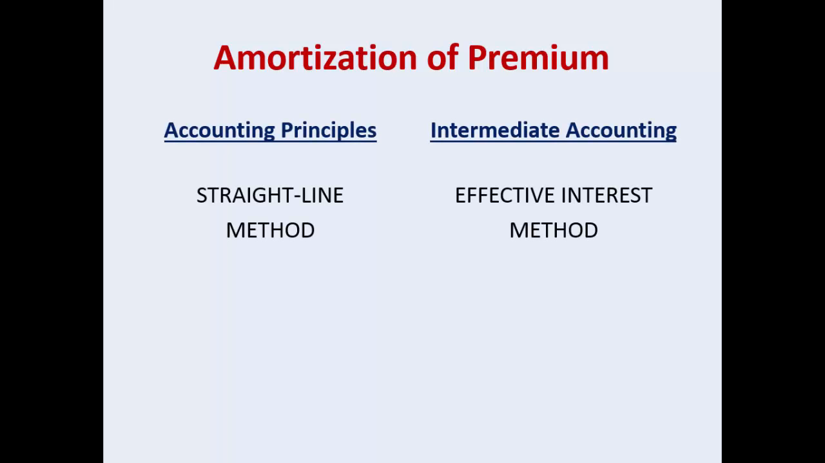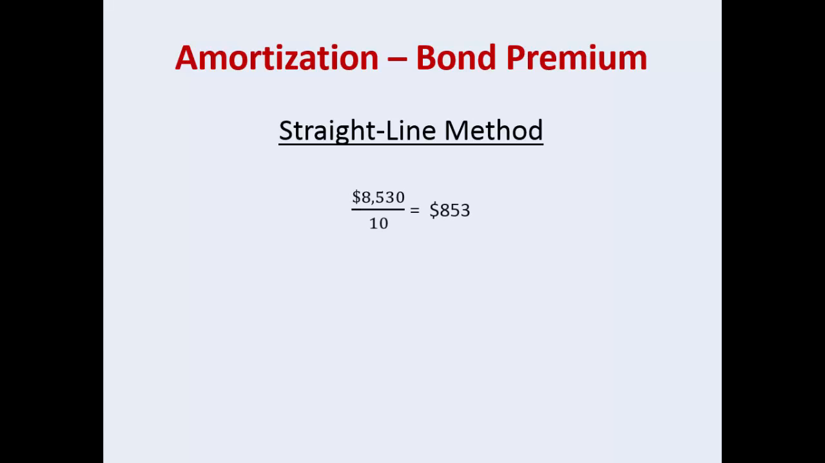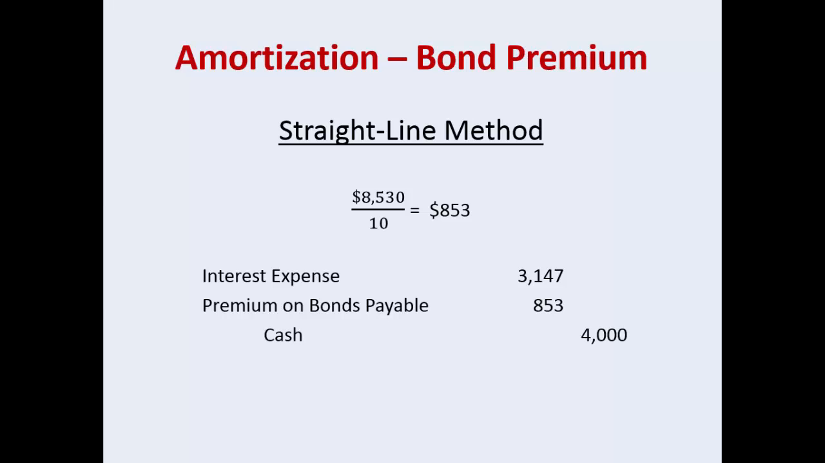So in accounting principles, usually the straight line method is introduced, and then in intermediate accounting, the effective interest method is covered with a comparison to straight line. The effective interest method is the preferred GAAP method, but the straight line is allowed for cost effectiveness. So, amortization of the bond premium. First, a real quick review of the straight line method. You simply take the total premium divided by the total compounding periods, 10 if it's a 5-year bond. And here is your journal entry. The premium is absorbed in interest expense.